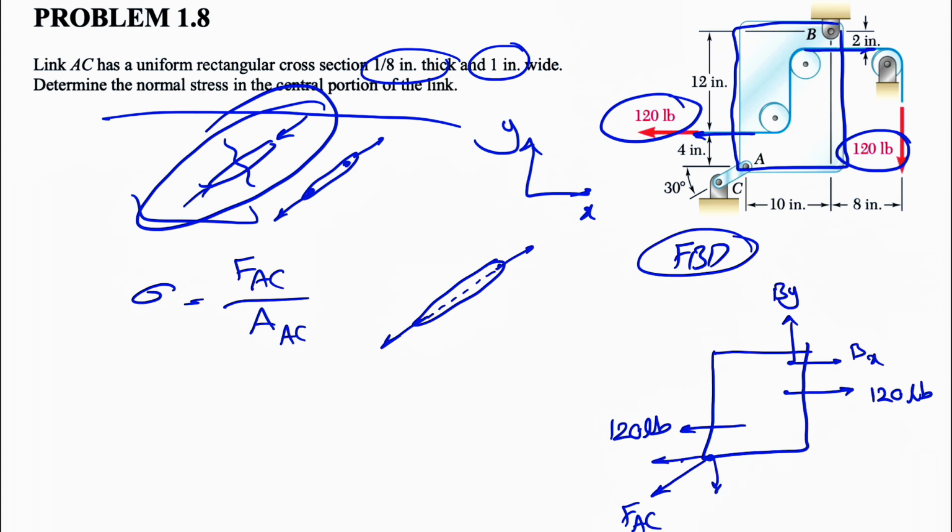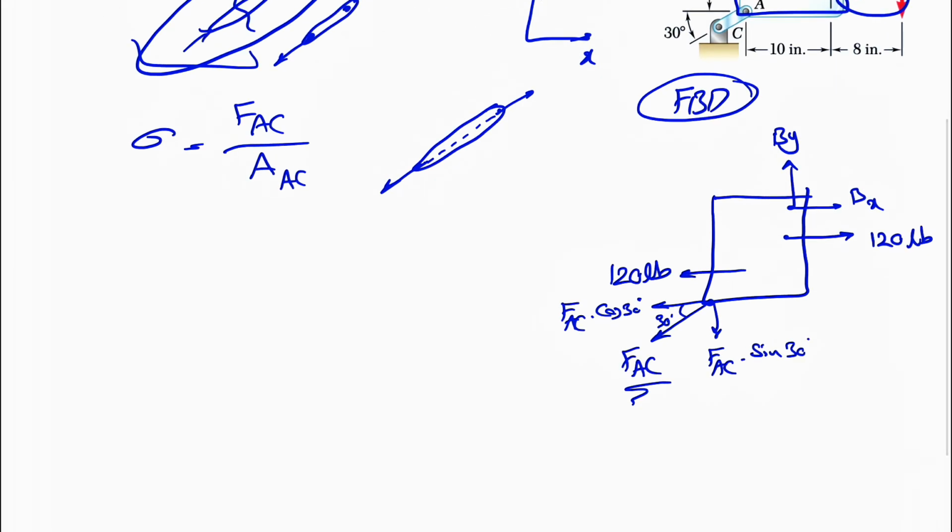So we're going to resolve FAC into X and Y components because later on we're going to use this for finding the moment. We know this angle is 30 degrees, so the X component will be FAC times cosine of 30, and the Y component will be FAC times sine of 30 degrees. And that's pretty much everything for the free body diagram.